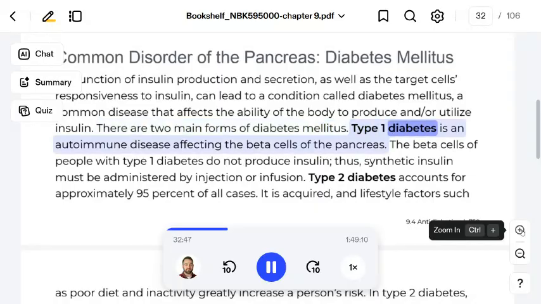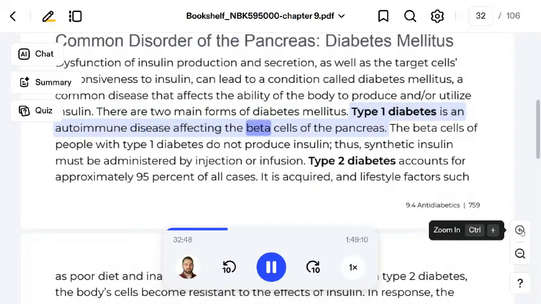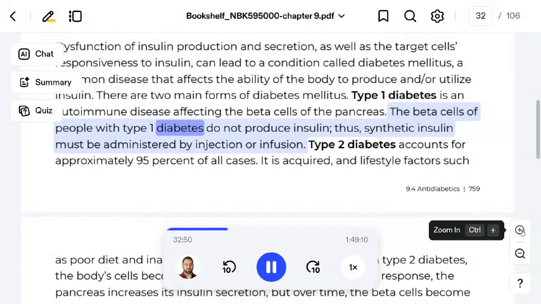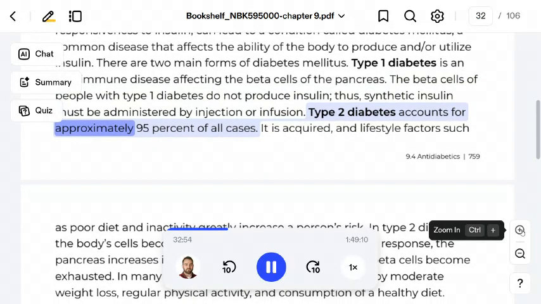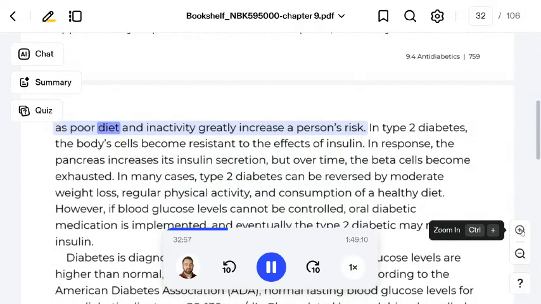Type 1 diabetes is an autoimmune disease affecting the beta cells of the pancreas. The beta cells of people with type 1 diabetes do not produce insulin, thus, synthetic insulin must be administered by injection or infusion. Type 2 diabetes accounts for approximately 95% of all cases. It is acquired, and lifestyle factors such as poor diet and inactivity greatly increase a person's risk.